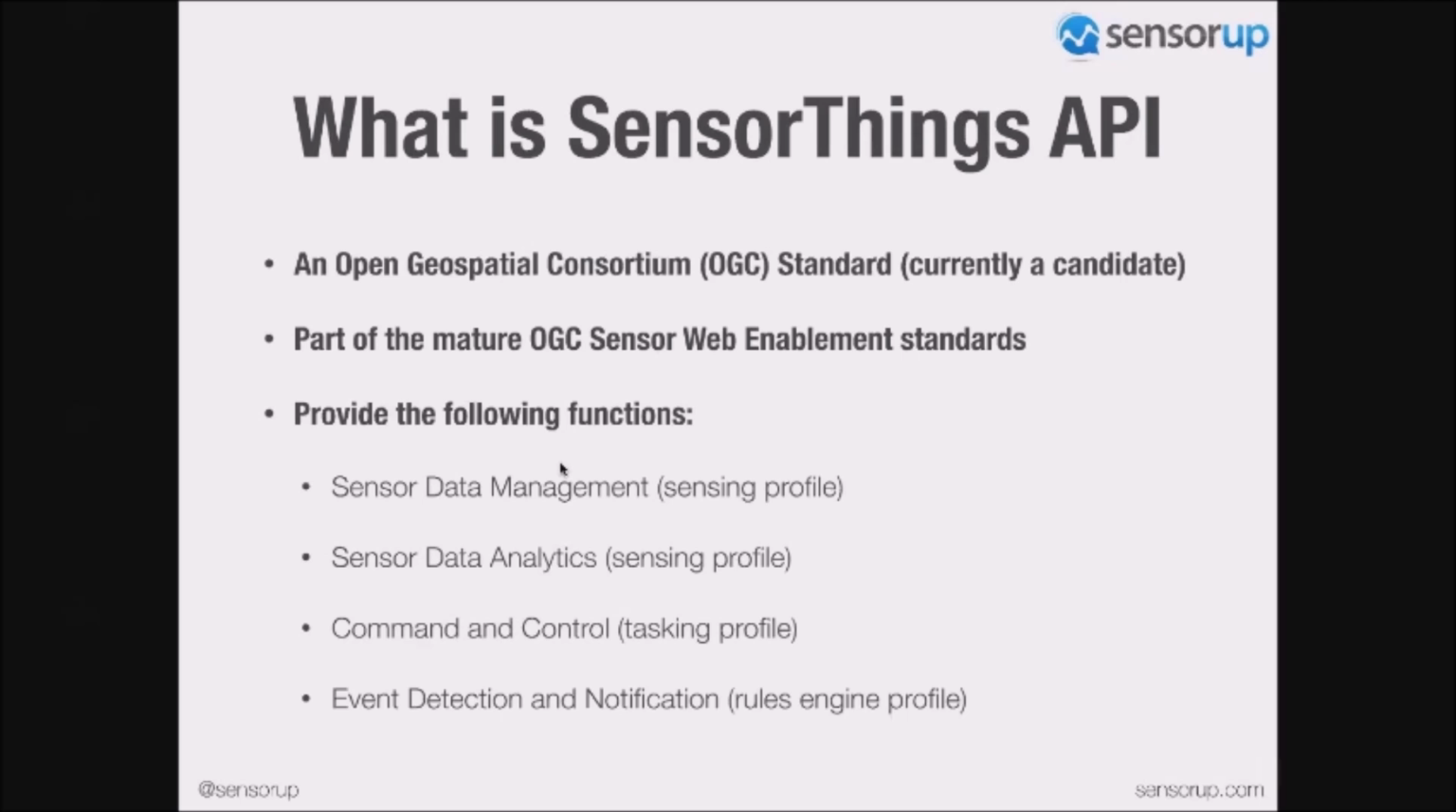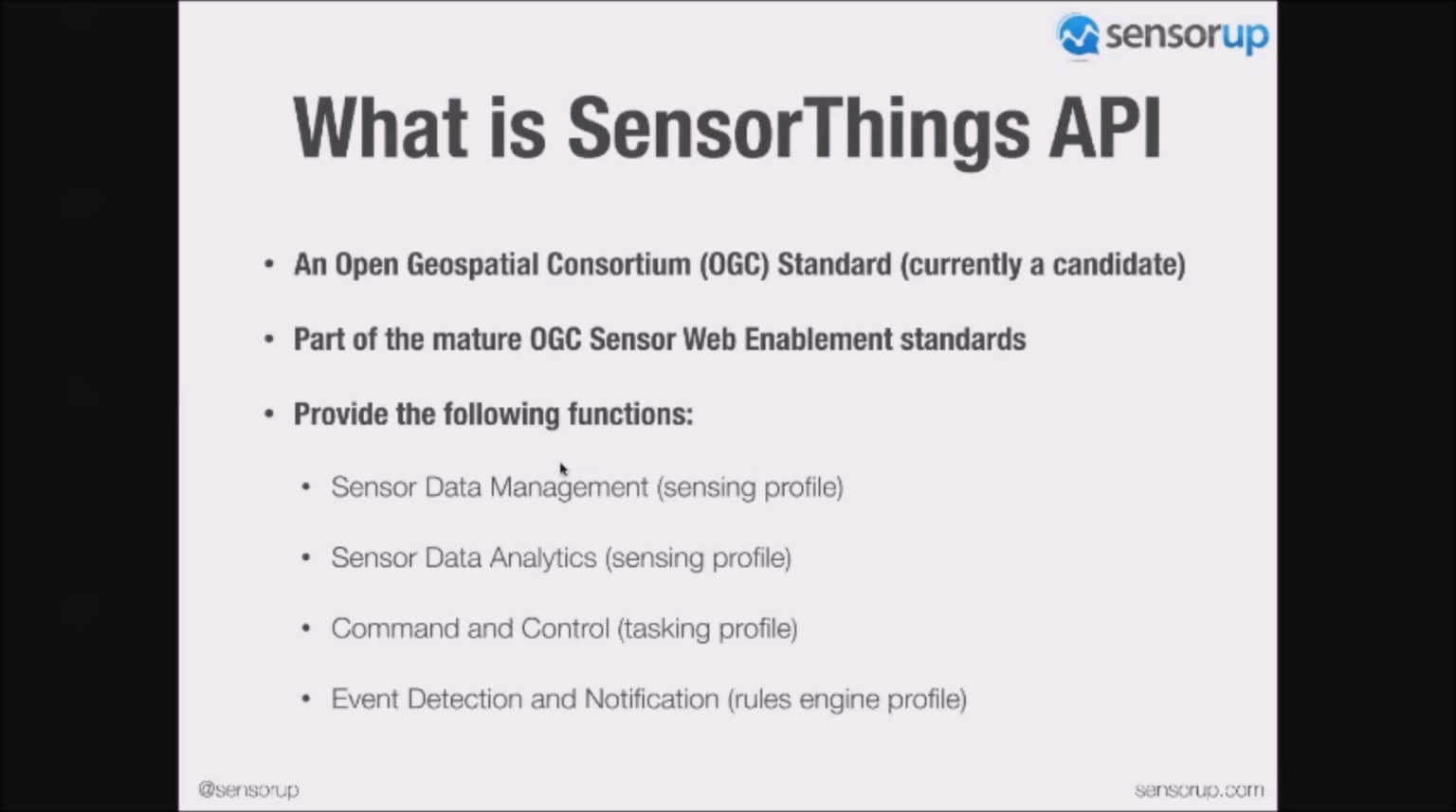And it's part of a mature and comprehensive existing standard. So it is new, but also not new. It's built on a proven working standard, has been adopted by many, many organizations for many, many large-scale sensor networks. So SensorThings API is a proven working standard. And it provides the following functions.